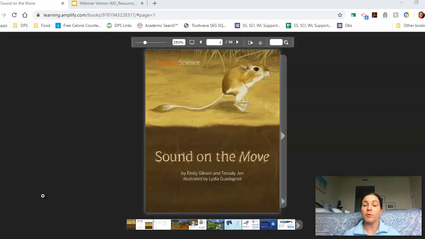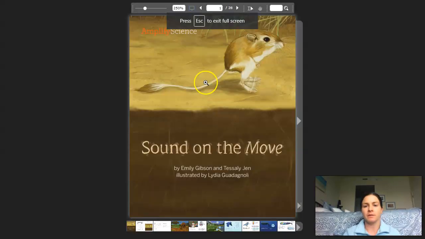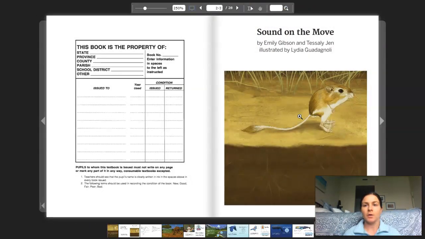Sound on the move. And remember, as we read, try to visualize what's happening. I'll give you some cues as well. Sound on the move. We have our picture. Wonder what that animal is. I don't think I've seen one like that before.